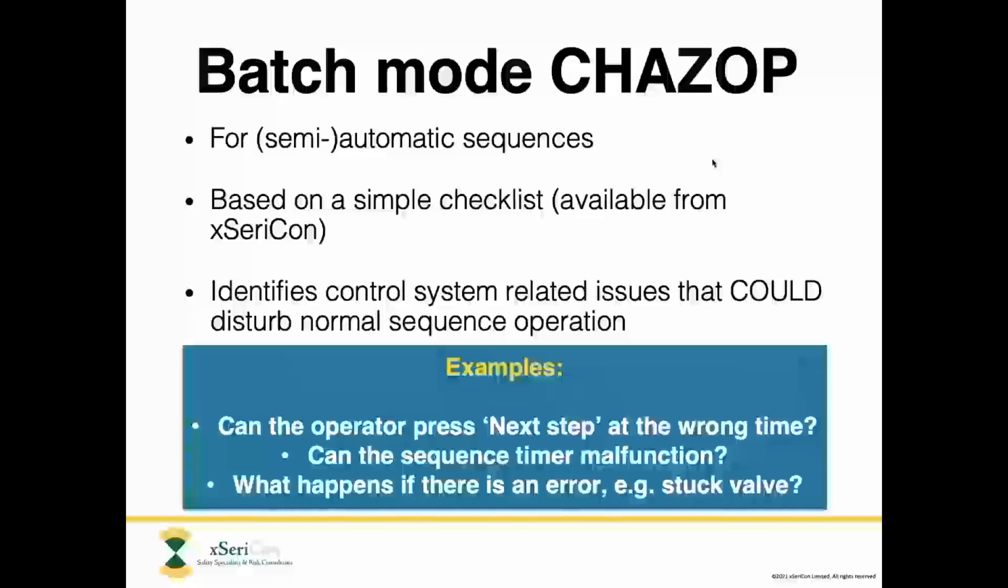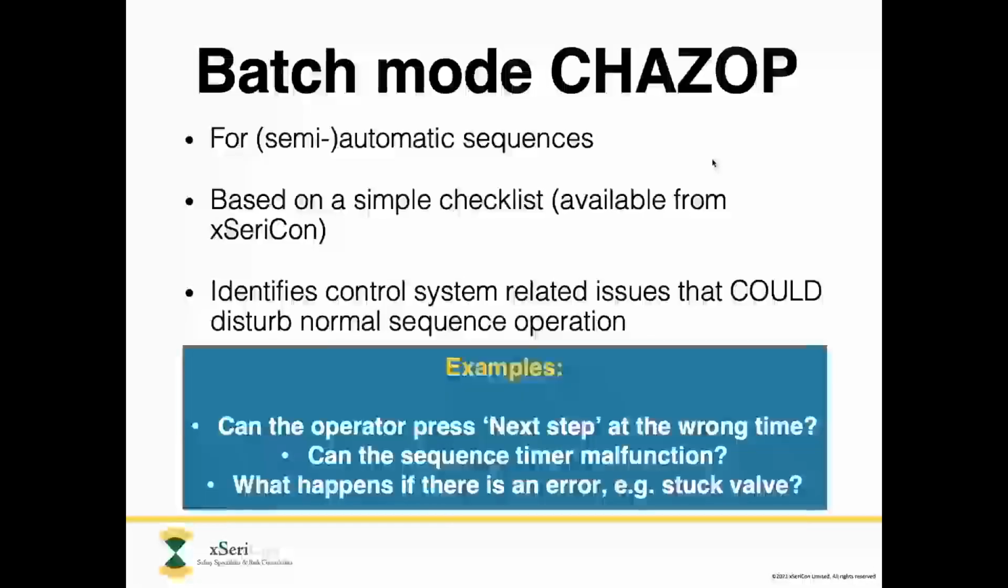The second example is, supposing there is a timer or some other permissive that the sequence uses to advance from step to step, or to give the operator permission to proceed from step to step. Could there be a malfunction with the timer? Could it be even something like the operator inadvertently missets the timer, maybe to 5 seconds instead of 5 minutes, or something like that?